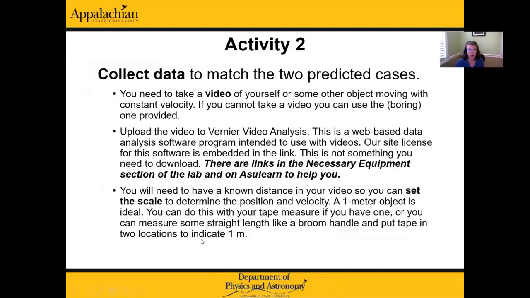So activity 2, we're going to collect data to match the two predicted cases. And when I say two predicted cases, they're pretty simple. In one case, you're moving forward at constant speed, starting at a particular location. The other case, you're moving backwards, you're moving to the left at a particular speed, starting at a particular location. So you need to take a video of yourself or some other object moving at this constant speed.